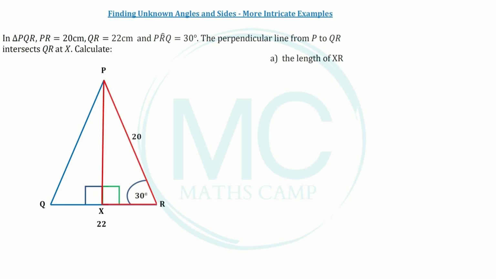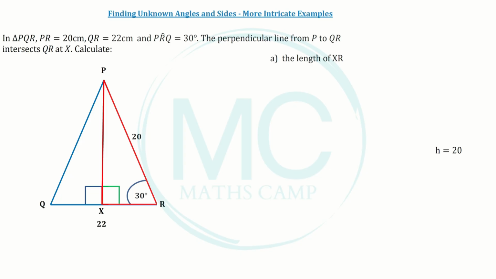Now in this triangle, we have a 90-degree angle, a 30-degree angle, and a known side. So we can use trigonometry to find the length of XR. Before we can decide which ratio to use, we need to determine where the hypotenuse lies. So let's draw a line from our 90-degree angle, and we see that this is our hypotenuse. It has a length of 20 centimeters. So we can make a note up here, and we say H is equal to 20.